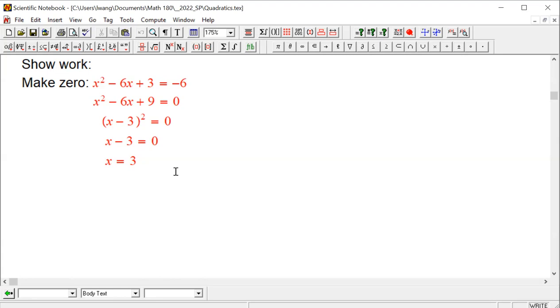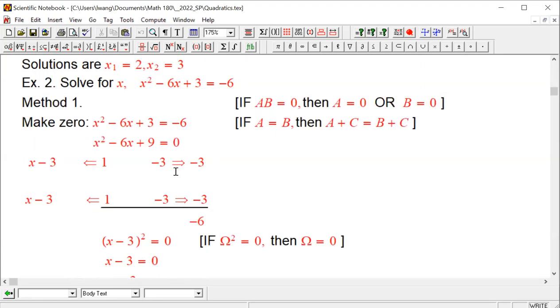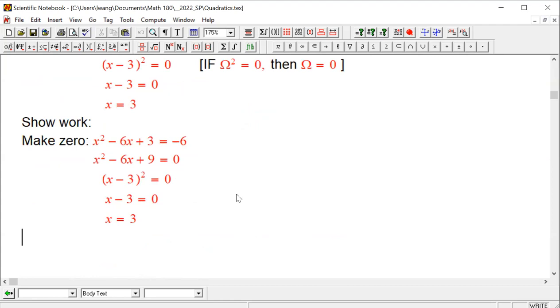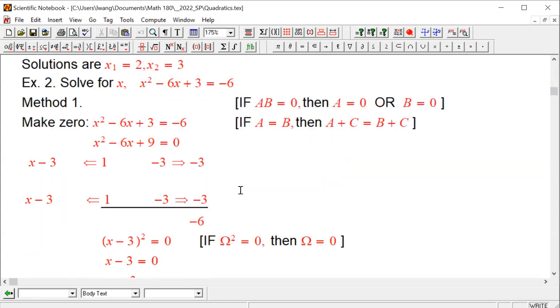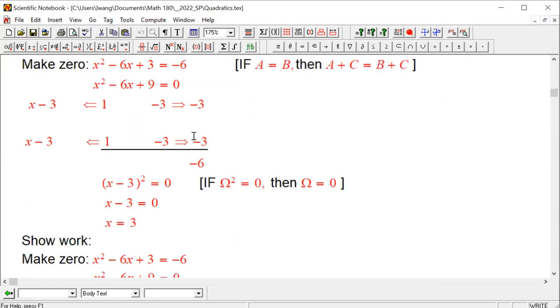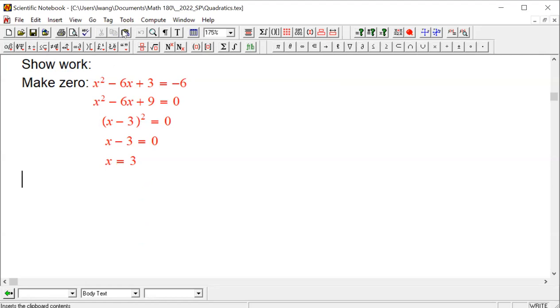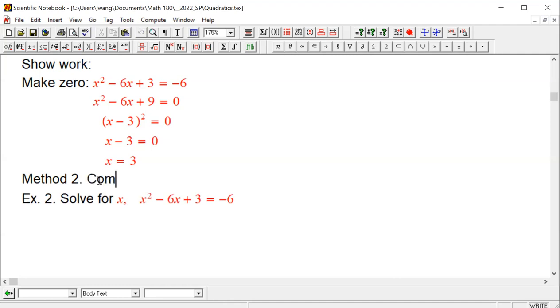Okay. That's the first method. In this method, how many solutions do we have? One. Okay. Let's do method 2 on the same. Okay. So method 2. Completing a square.